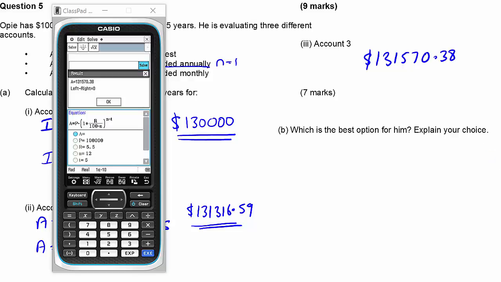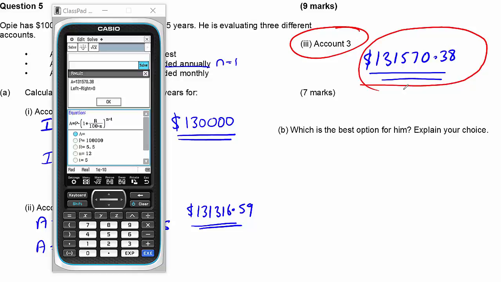Which is the best option? Well, clearly the best option is account 3, because we end up with more money in the account.